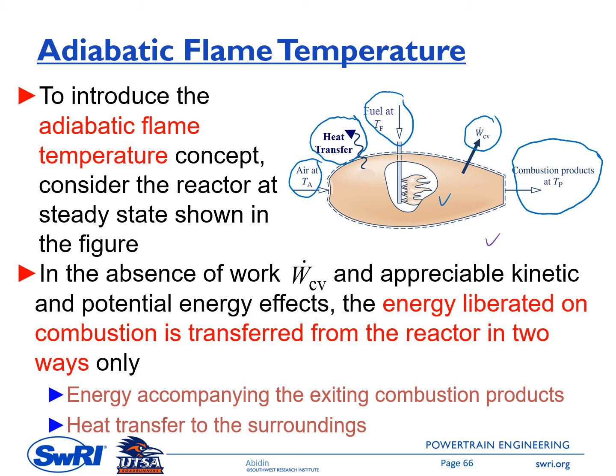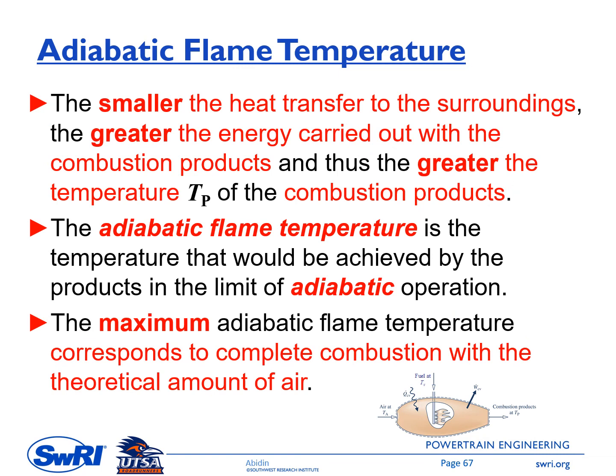So in the absence of work and appreciable kinetic and potential energy effects, the energy liberated on combustion is transferred from the reactor in two ways only. The first is through the energy accompanying the combustion product at T_P here, and the second is through the heat transfer to the surroundings here. The smaller the heat transfer to the surroundings, the greater the energy carried out with the combustion product, and thus the greater the temperature T_P of the combustion product. So it makes sense, okay?